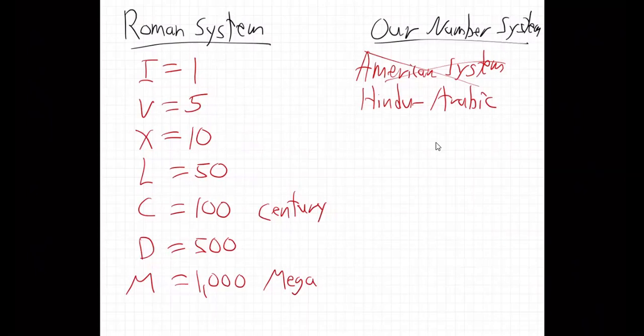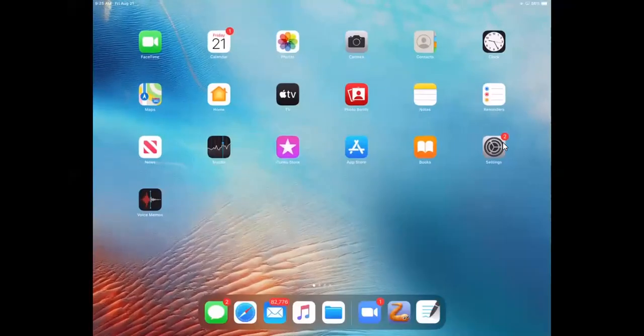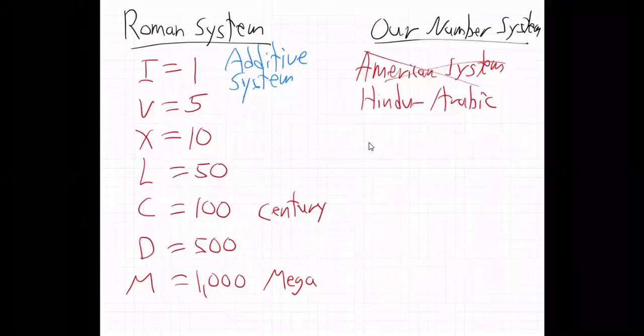Okay, so the Roman system, let me add a little page here. The Roman system is an additive system. It also does some subtraction, which I'll get to in a minute, but let's do one thing at a time. First off, it's an additive system. What do I mean by that? I think you know, right? If I go V I, what is that number, guys? You know what that number is, right?